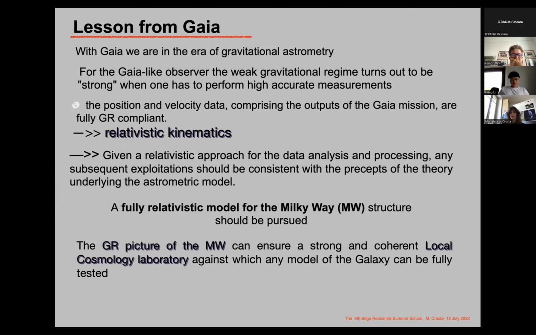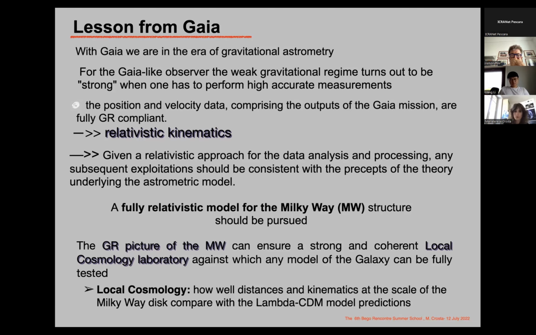And let me say that a general relativistic picture of the Milky Way can ensure a strong and coherent local cosmological laboratory against which we can test and model the galaxy, and also any alternative model to general relativity. By local cosmology, here we mean how well distances and kinematics at the scale of the Milky Way disk compare with the lambda CDM model predictions.